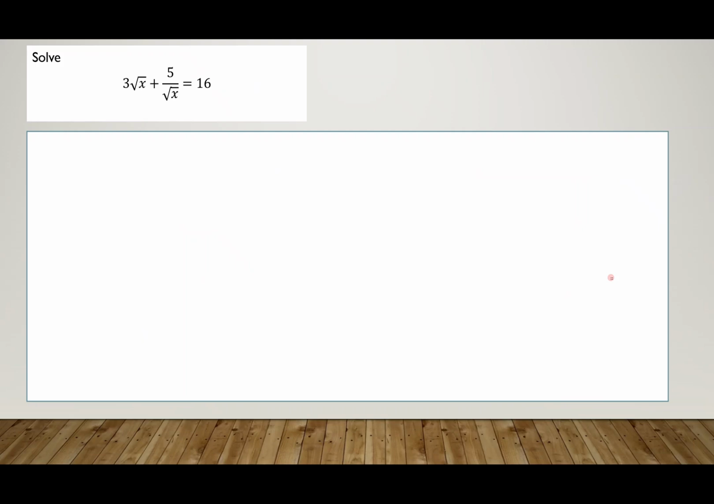Okay, this one does look a little bit nastier. So we've got square roots. It's perhaps not quite so obvious where to start. It doesn't quite look like that quadratic. It's not as easy to spot, but we can actually manipulate this so it does look a little bit nicer and perhaps makes it a bit more obvious what we need to do.